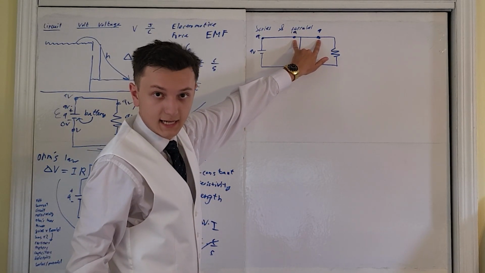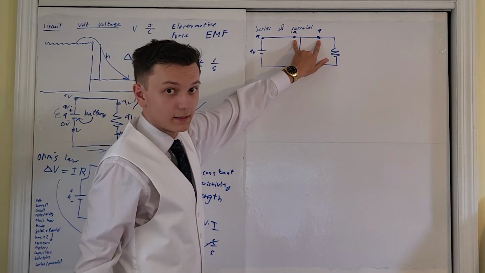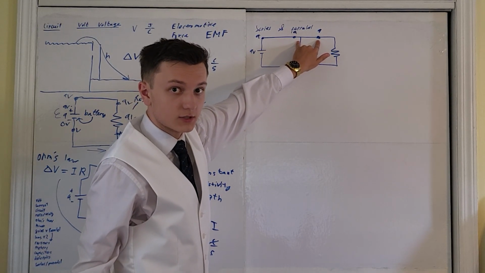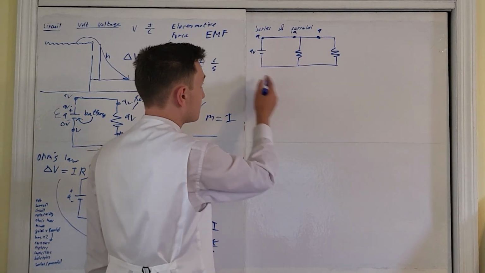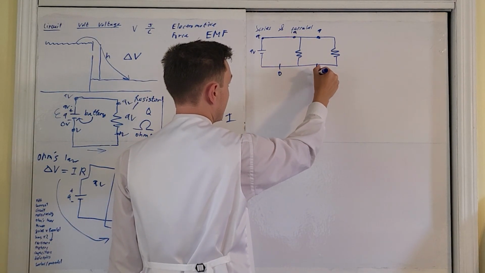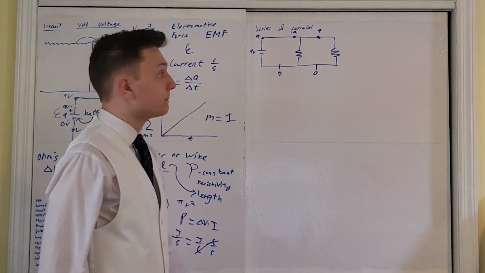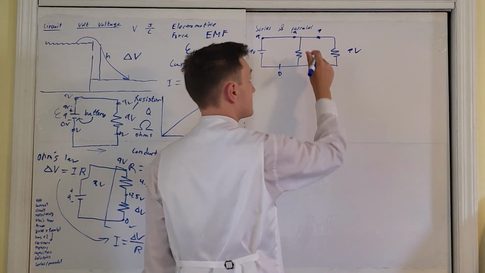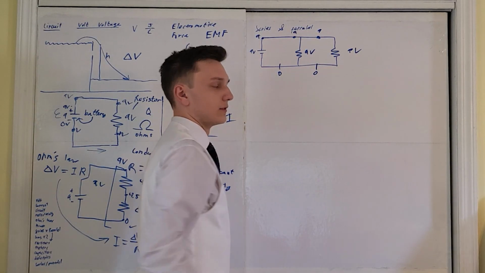These places are connected by a wire. And by definition, all points connected by a conductor are at the same voltage. Same thing applies here. All points connected by a wire are at the same voltage. You have 0 volts here. Therefore, what's the voltage drop across this resistor? 9 volts. Same as the voltage drop across this resistor, 9 volts.